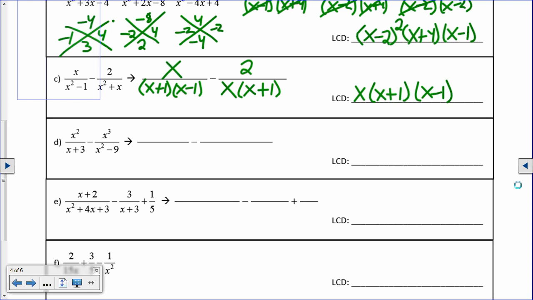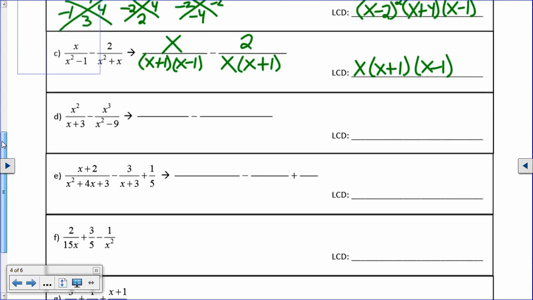Right? So if this is what my common denominator is supposed to be, what's wrong with this one? There's no x, so what would I do? Multiply top and bottom by x. What's wrong with this one? It's not x minus 1. So I multiply top and bottom by x minus 1. Right? That's what we're going to see on the next page.